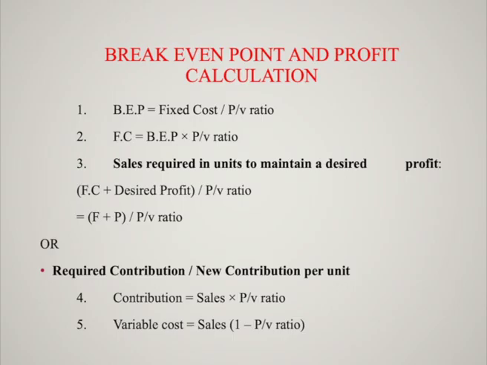PV ratio is nothing but the profit volume ratio. This BEP analysis we are going to use for estimating sales and estimated profit also. This break even analysis also requires contribution per unit, where contribution is equal to sales into PV ratio, and variable cost is equal to sales into 1 minus PV ratio.